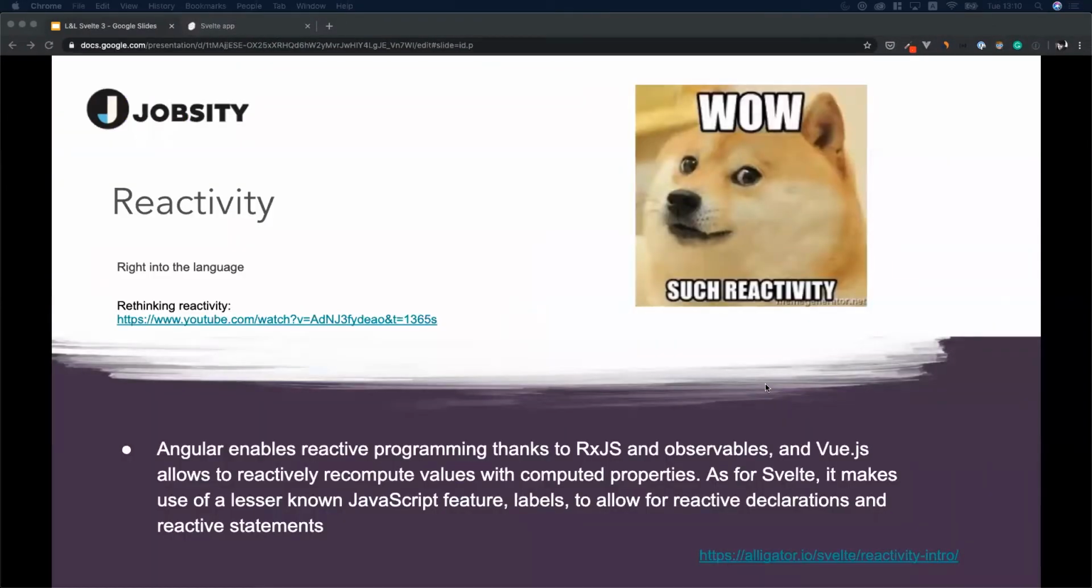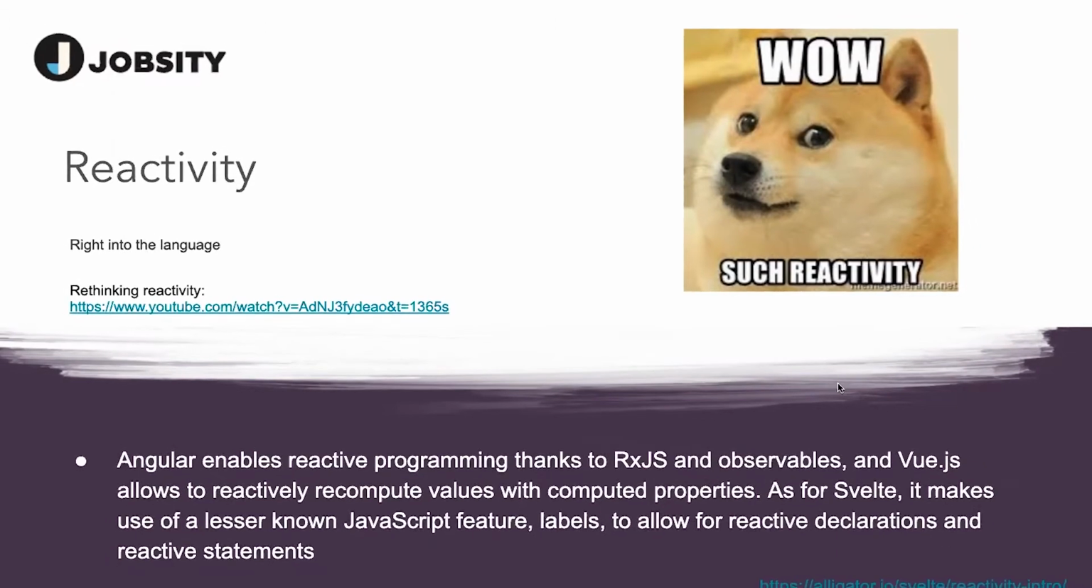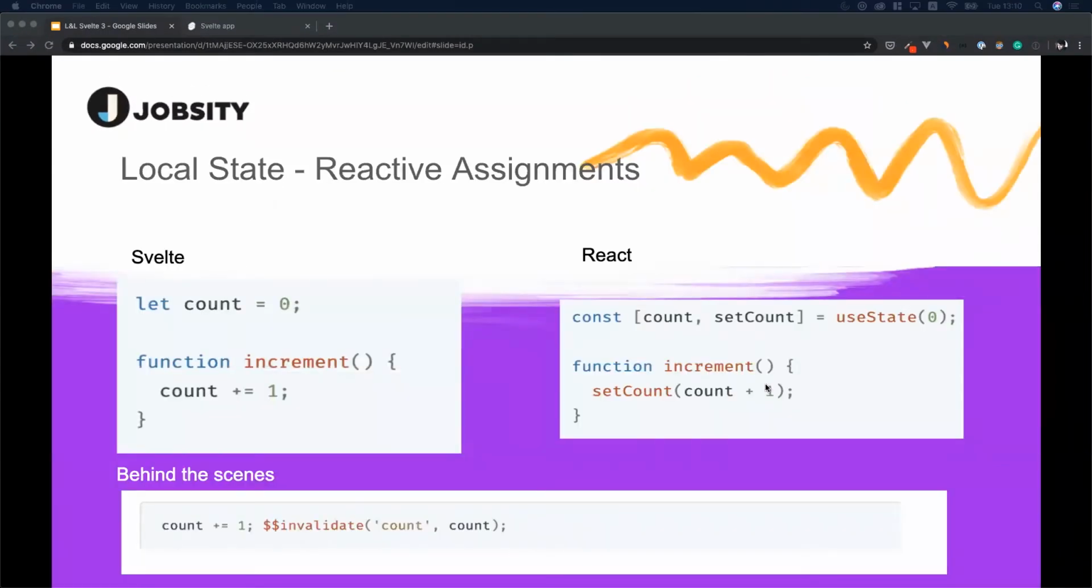Let's take a look at another feature that's really cool, which is reactivity. Other frameworks use libraries like RxJS and observables to react to changes. And in Vue, for example, we have something called computed properties. For Svelte, we are using JavaScript features for doing this. One feature is called labeled statements. So it's more natural in that way, and we can take a look at different kinds of reactivity that we can have with Svelte.